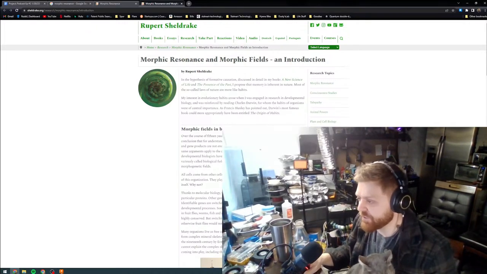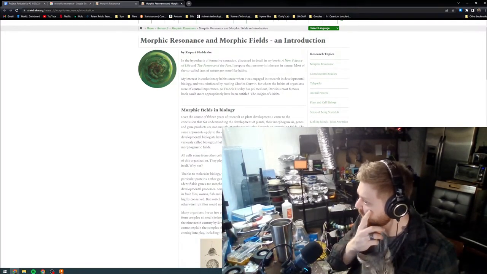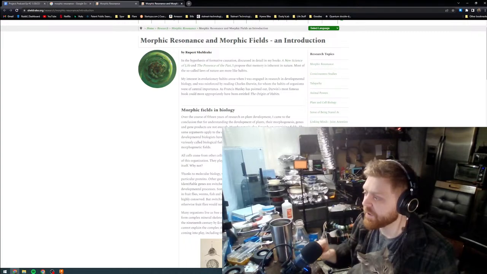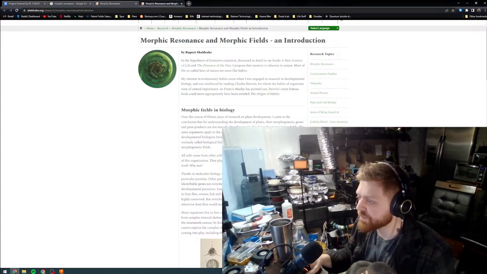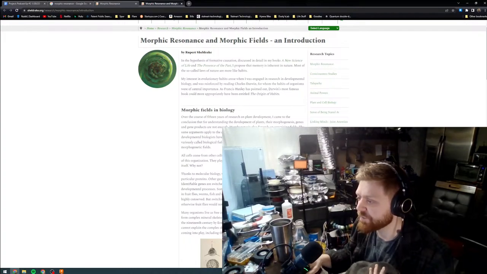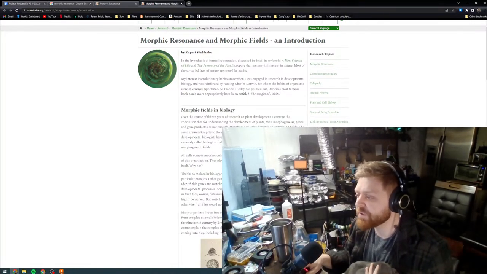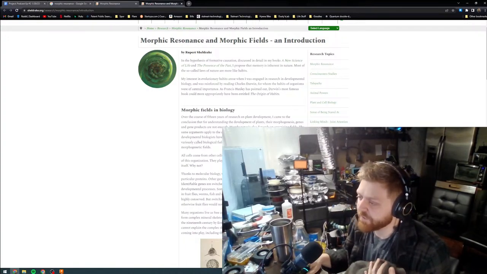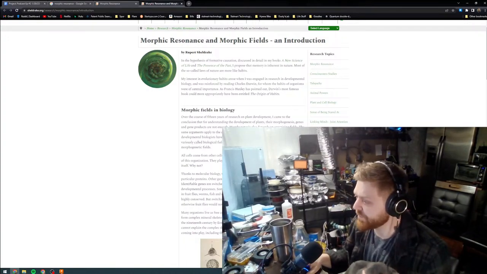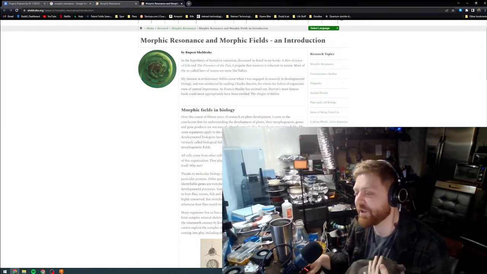Morphic fields in biology. Over the course of 15 years of research on plant development, I came to the conclusion that for understanding the development of plants, their morphogenesis, genes and gene products are not enough. Morphogenesis also depends on organizing fields. The same arguments apply to the development of animals. Since the 1920s, many developmental biologists have proposed that biological organization depends on fields, variously called biological fields, developmental fields, positional fields or morphogenetic fields.